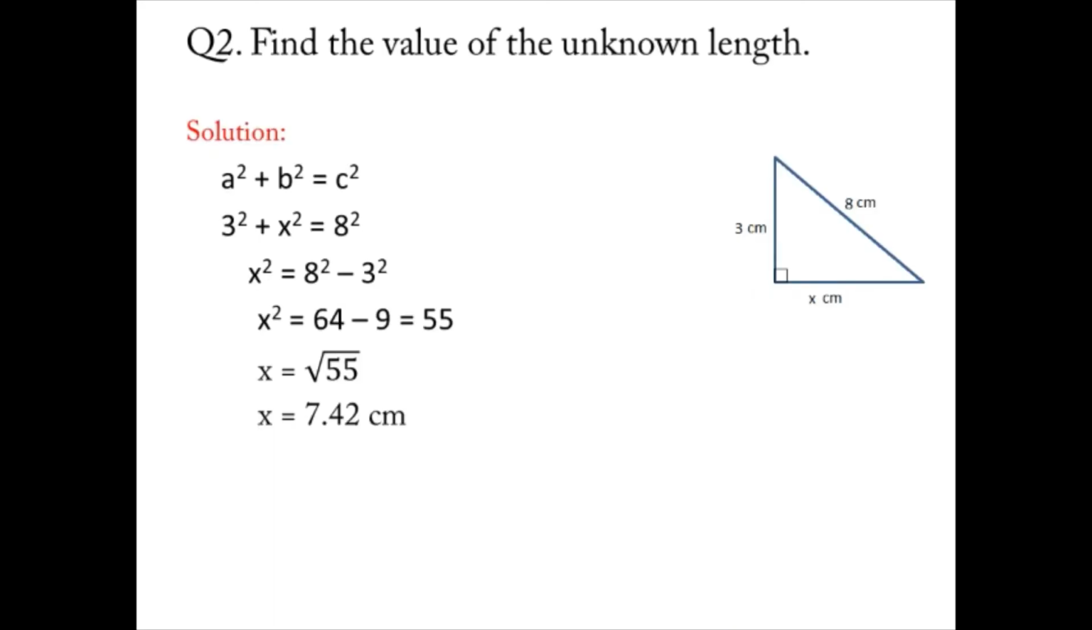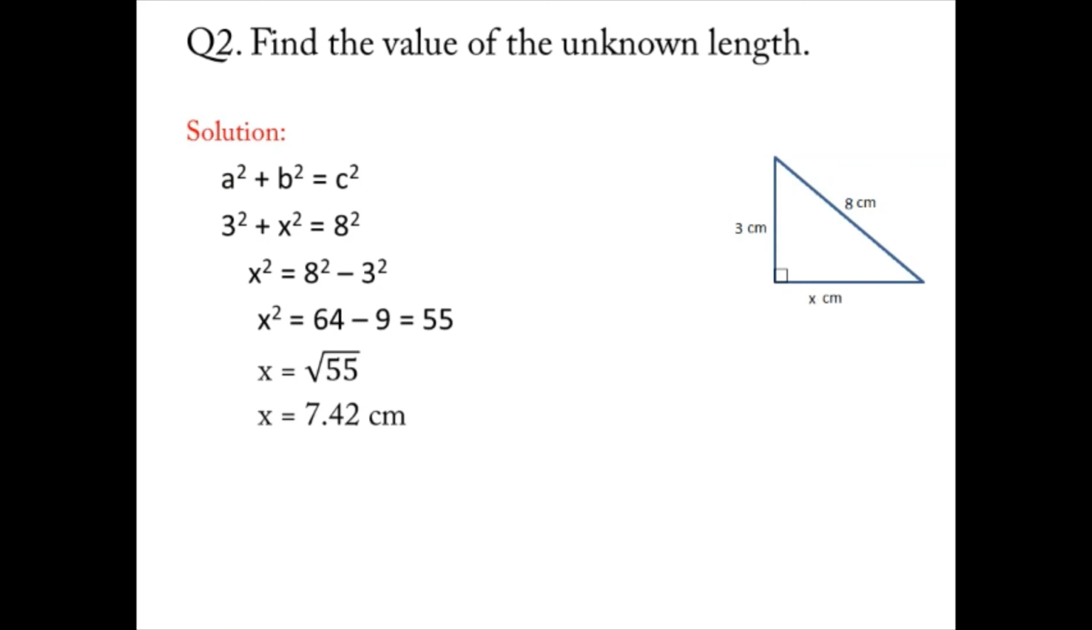Find the value of the unknown length. Look here. The hypotenuse is given here, 8 centimeter. One side is 3 centimeter. What is the other side? So we have to find the other side. Should this one be less than 8 or more than 8? Yes, it should be less than 8 because 8 is the longest side.